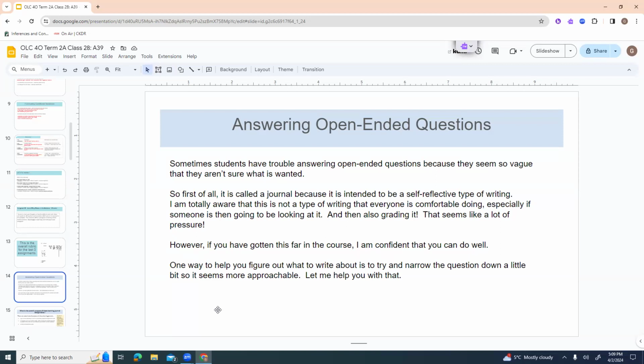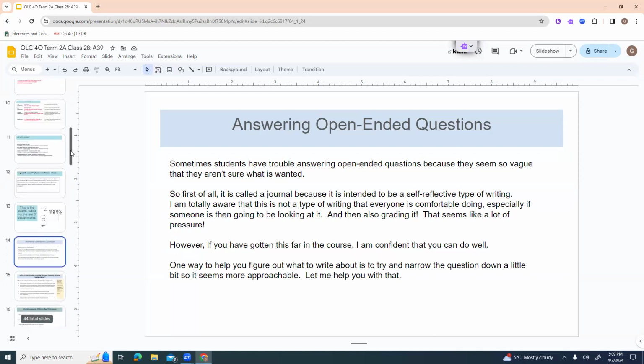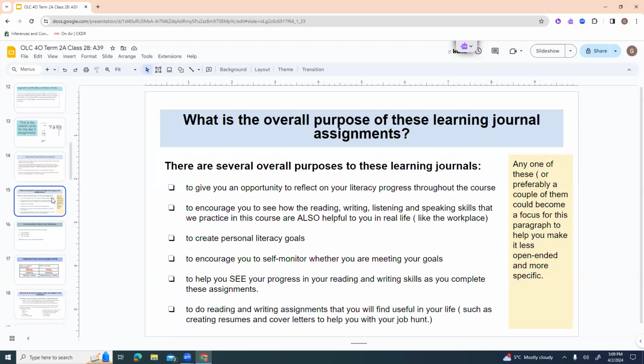It's a directed journal. I am totally aware it's not a type of writing that everybody likes or is comfortable doing, especially because someone is then going to be looking at it and grading it. That can seem like a lot of pressure. However, if you've gotten this far in the course, I am absolutely confident that you can do this, okay? One way to help you figure out what to write is to narrow the question down a little bit so it seems more approachable or more doable. So let me help you with some ideas for that.